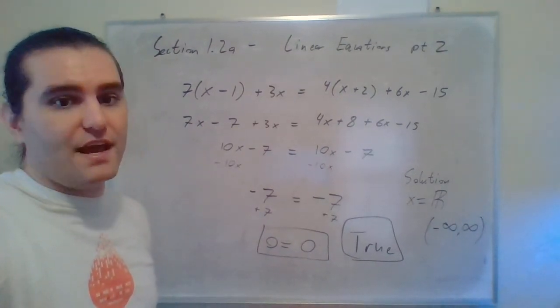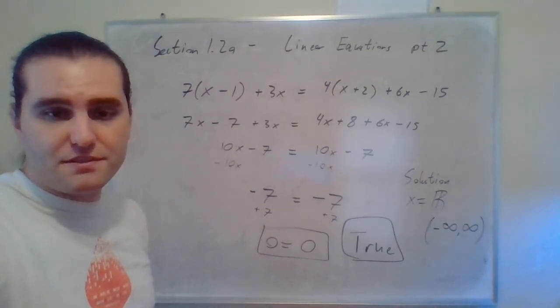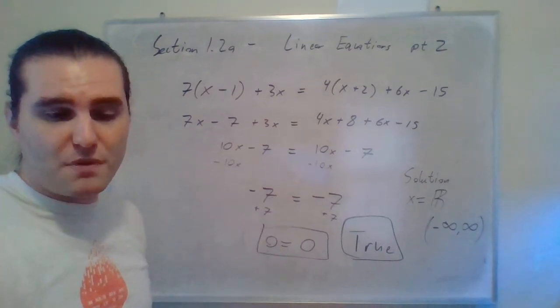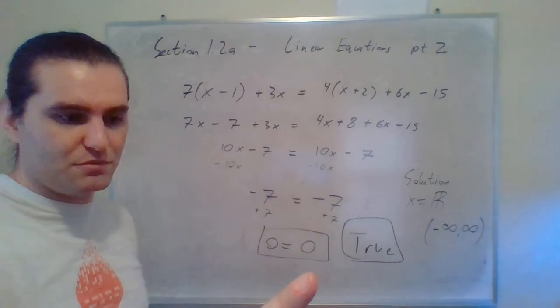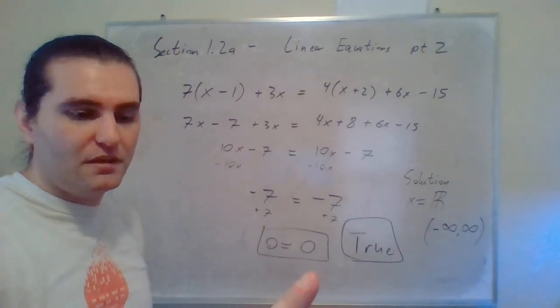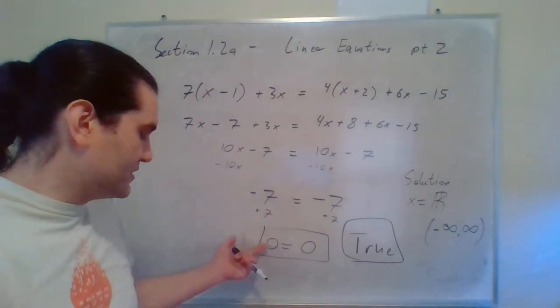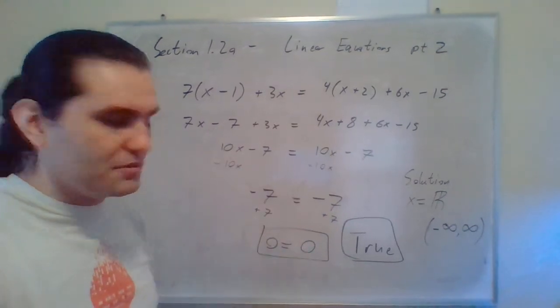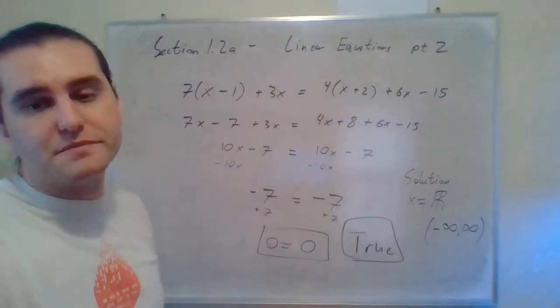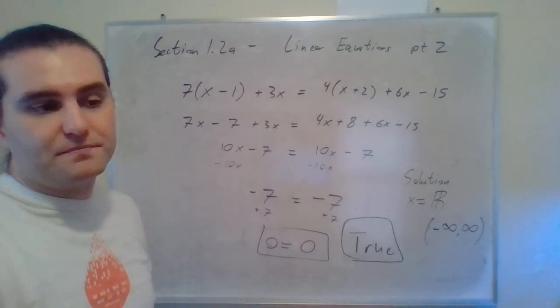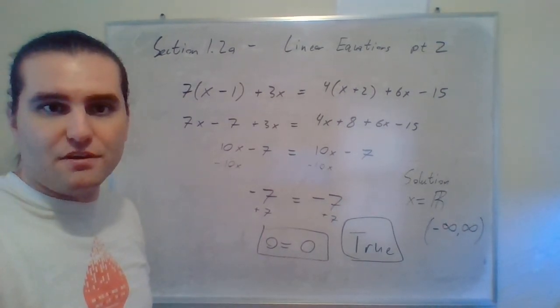That's it. That's the end of the weird niche cases. Usually when you do these problems, you'll get a single value for x equals some number. Sometimes you get statements that are false, and that means there's no solution. Sometimes you get statements that are true, and that means all solutions. That's it. That's solving linear equations.